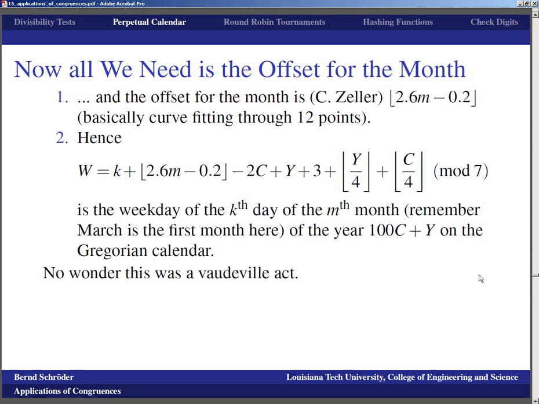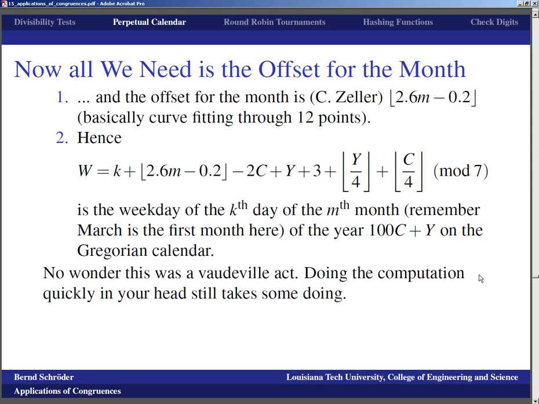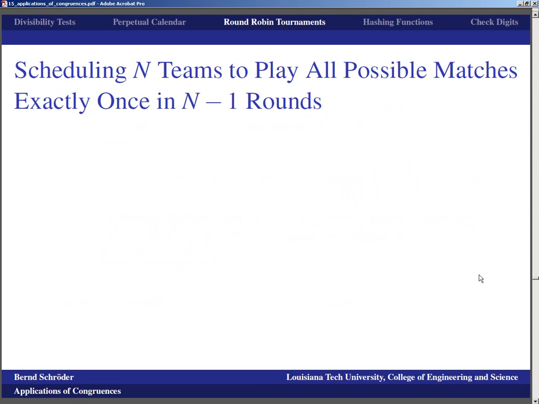And so no wonder that at some point in time it was a vaudeville act, because even once you know the formula, it takes quite a bit to do that computation quickly in your head.